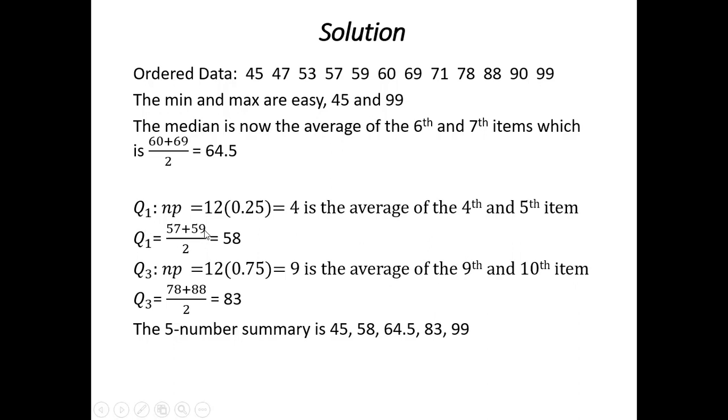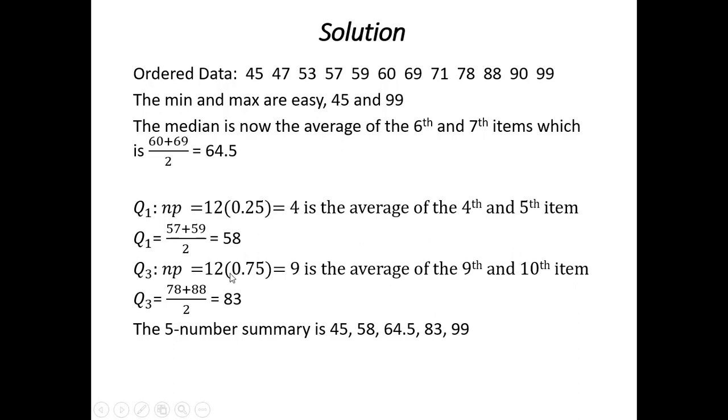When calculating Q1, if we look at 12 times 0.25, well, that comes out to be a whole number. So when I have a whole number, we have to take the average of the 4th and the 5th item in the list. So I go 1, 2, 3, 4. There's my 4th, and here's my 5th. So I need to take an average of 57 and 59, which is 58. So my Q1 is now 58.